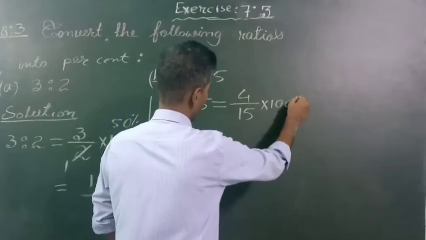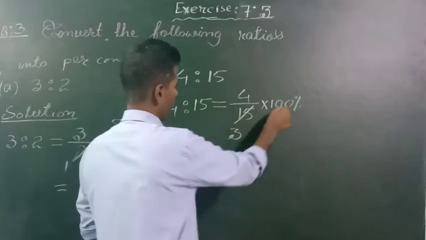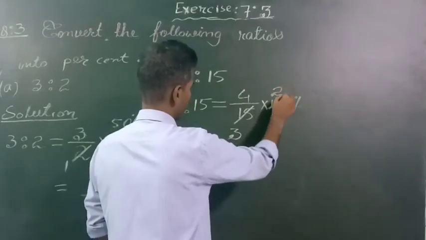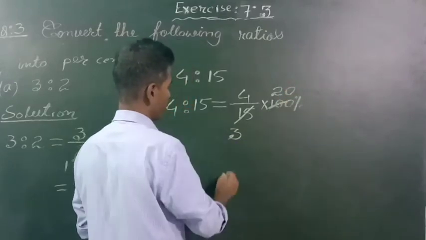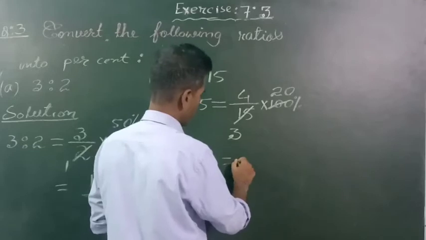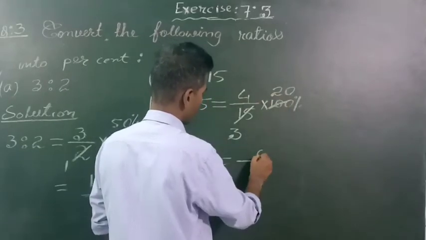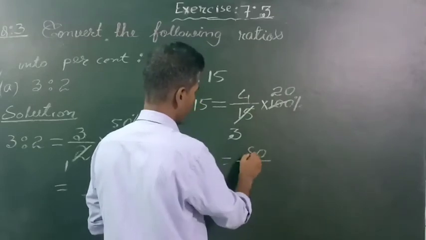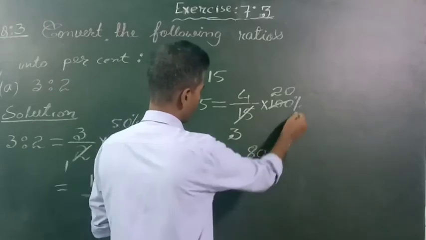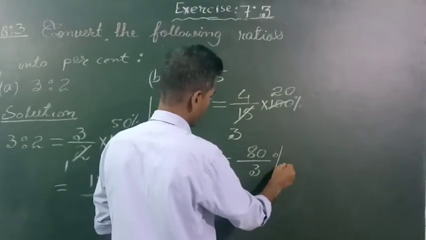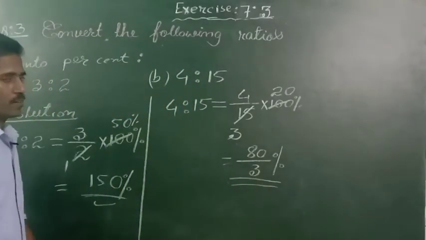Okay, now see, 5 times 3 is 15 and 5 times 2 is 10, remaining 0. Again 5 times 0 is 0. Okay, now what you got? Numerator plus you got 4 into 20. So 4 times 0 is 0, 4 times 2 is 8, and denominator plus you got 3. So what you can write? 80 by 3, and this percent, 80 by 3%. This is the solution of question number 3, sub question B.